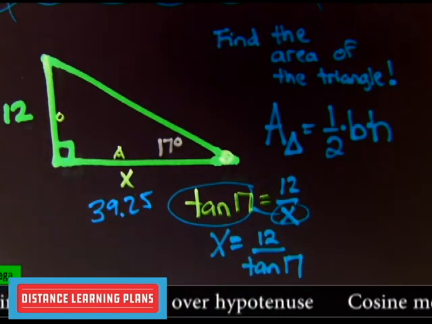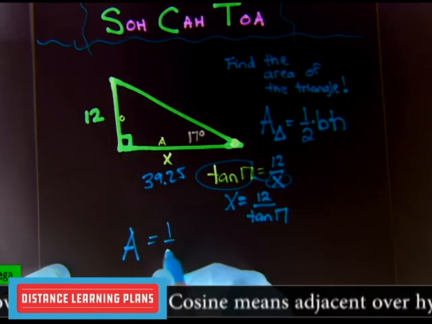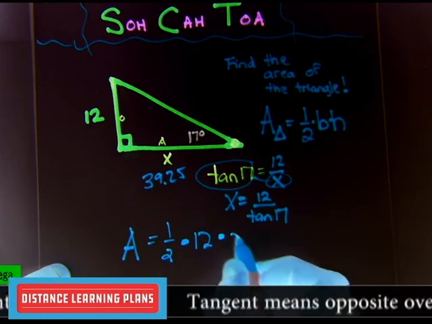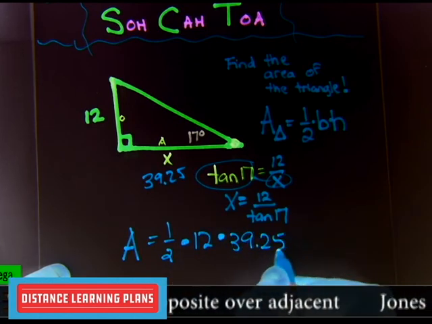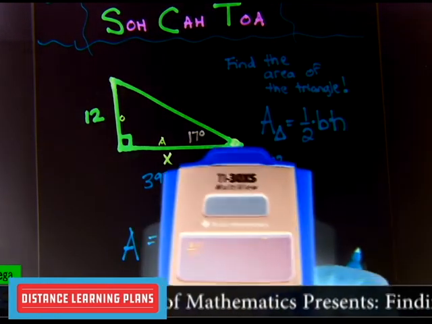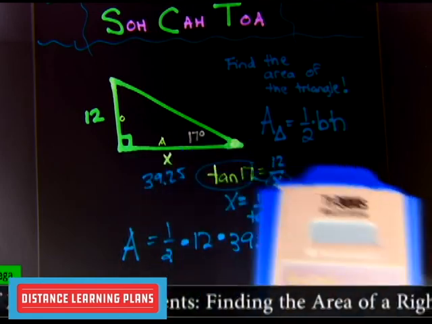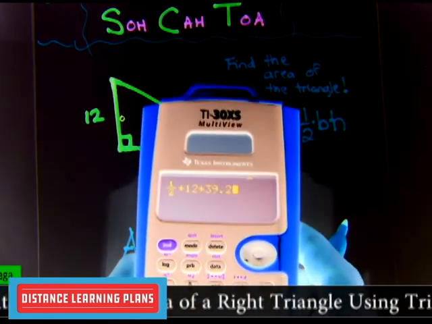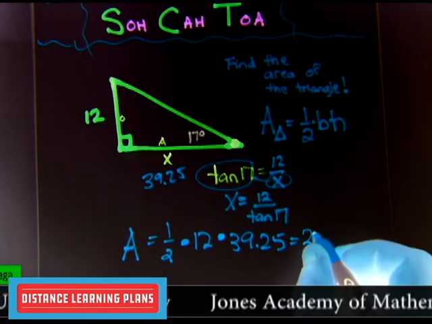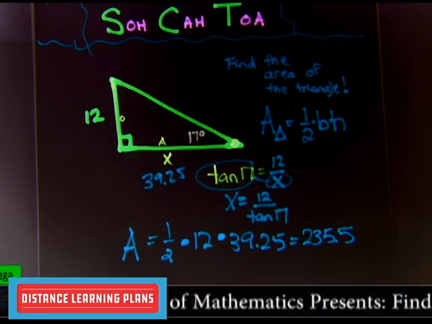All right, so the area equals 1/2 times 12 times 39.25. Now I'll use the other calculator for this. 1/2 times 12 times 39.25, and it gets 235.5.